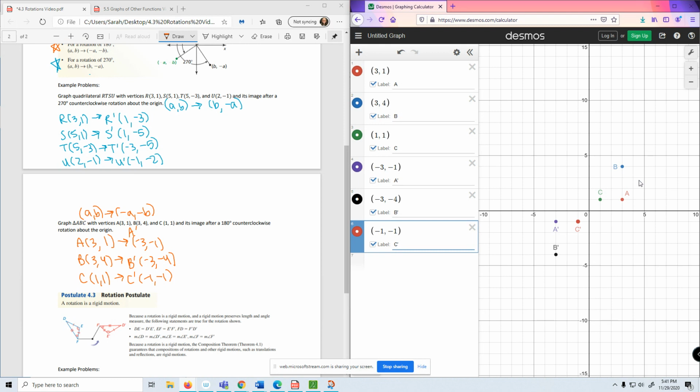And there we have it. So we started with triangle ABC. We rotated it 180 degrees about the origin, counterclockwise, and it became A prime, B prime, C prime.